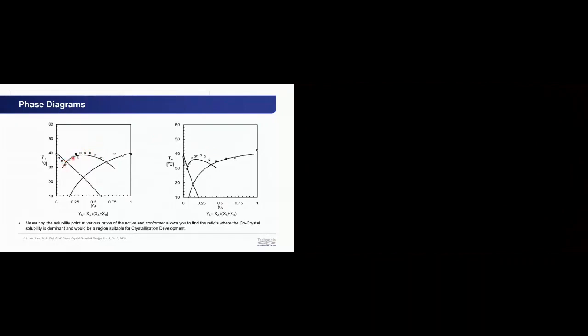And if you've got a one-to-one, this can be quite a nice region. But if you've got something that's maybe a bit more skewed, this can give you a quite difficult region to operate in. But this sort of information is very important when it comes to scaling up or developing single crystal experiments.